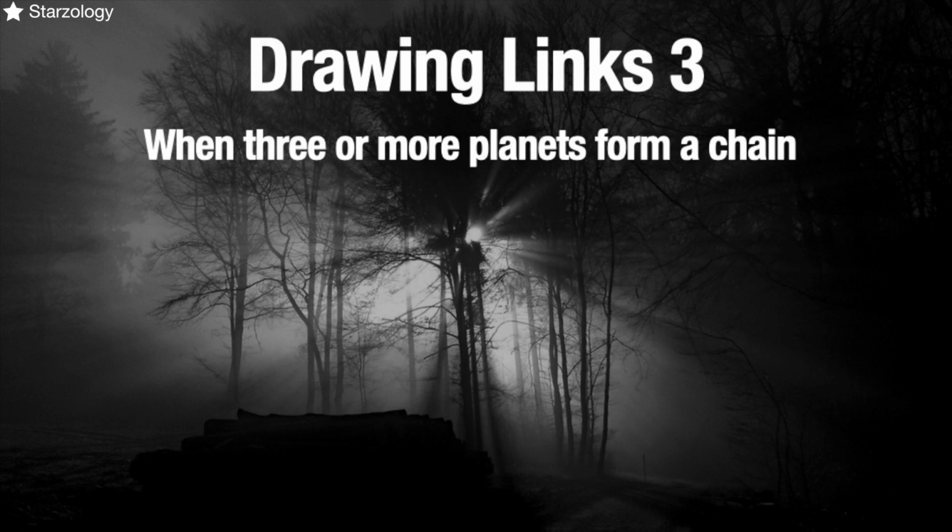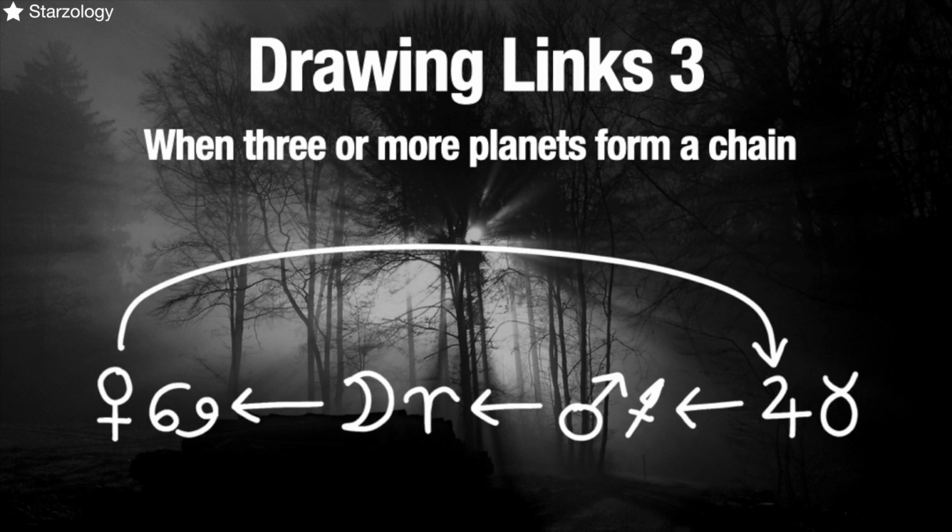And then the third way of drawing links is if you have 3 or more planets which form a chain. This can sometimes be difficult to spot, but you've just got to work it all out. So in this little example we have here, Venus is in Cancer, so the Moon disposes Venus. Then we look at the Moon and we find that the Moon is in Aries. And then we say, well, which planet rules Aries? Well, Mars rules Aries, and Mars happens to be in Sagittarius. Then you say, well, which planet rules Sagittarius? And oh, it's Jupiter. And oh, look, Jupiter's in Taurus. So Venus will dispose Jupiter in Taurus.